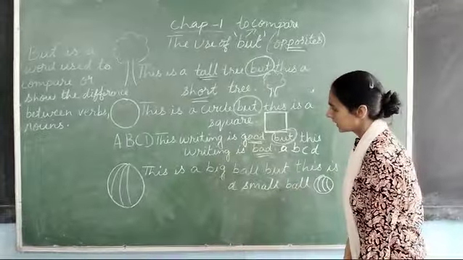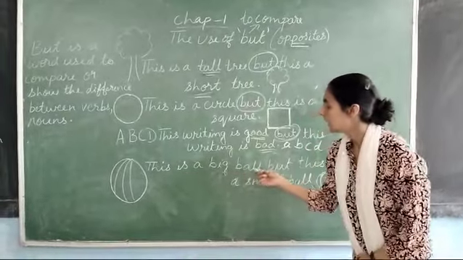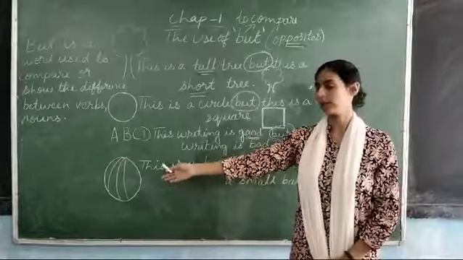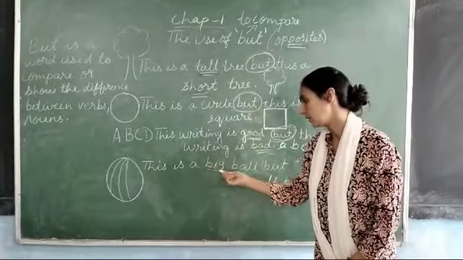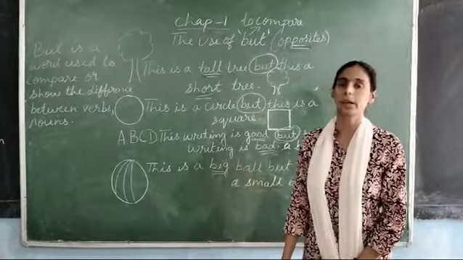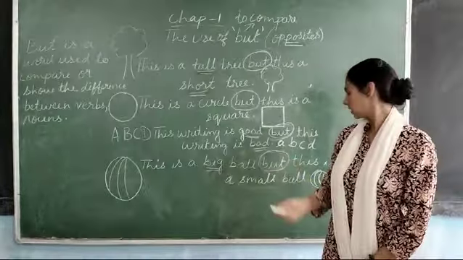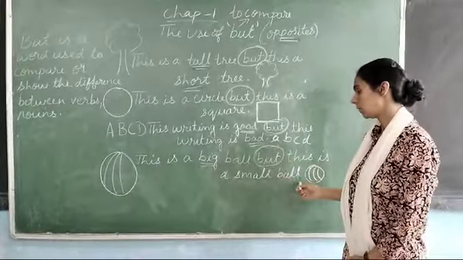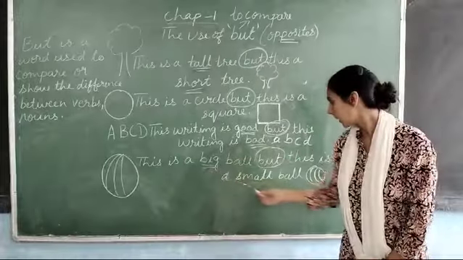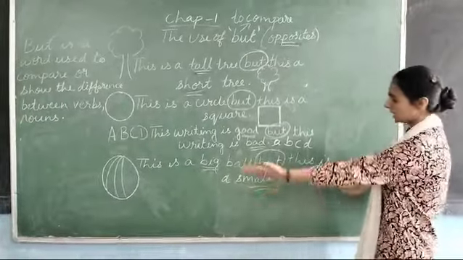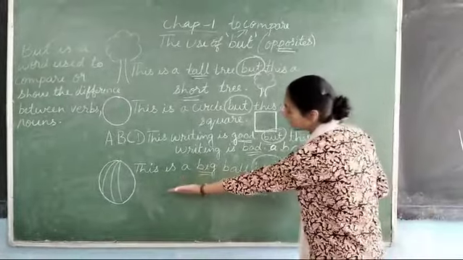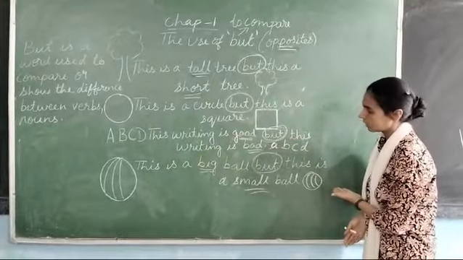Now the last example. This is a big ball. What kind of ball is this? Big ball. Now here we are using the opposite word, big. But again the comparing word, but. This is a small ball. So again the opposite of big is small. So we compared these two balls. Look at the size of that ball, big, and this ball is small.